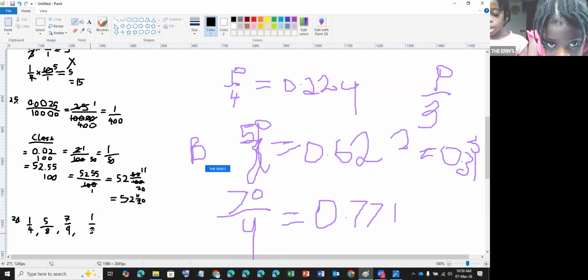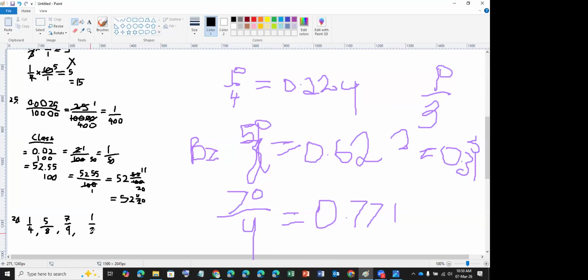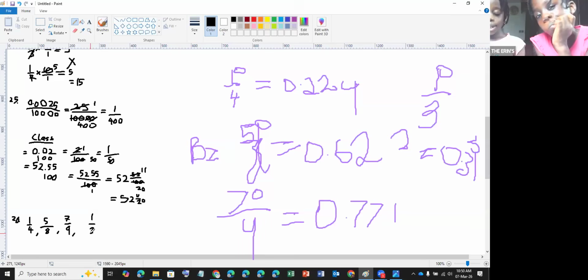So the biggest is 56 over 72, 45 over 72, 24 over 72, 18 over 72. Then our answer is 7 over 9, 5 over 8, 1 over 3, 1 over 4. What did I say?